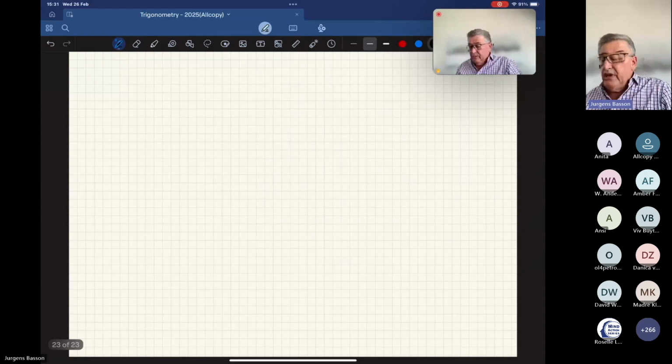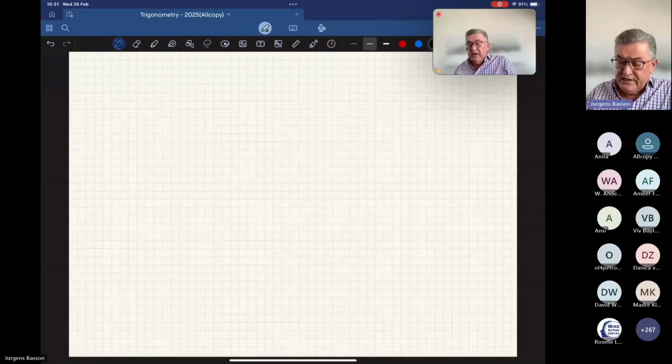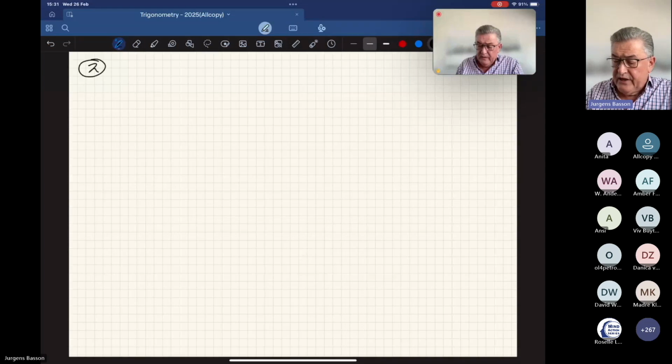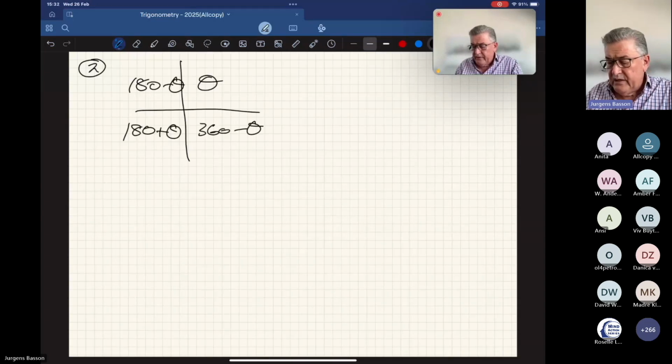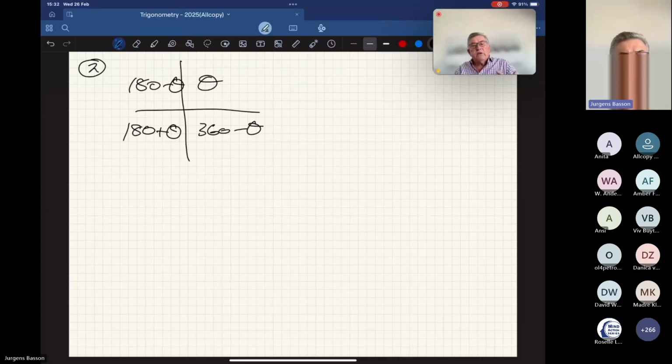So the next thing that I would like to discuss with you is reduction formulae. And that is 180 minus, 180 plus, and 360 minus. Now, what is the purpose of this? The reason for these is that we want to change angles. We want to reduce angles to acute angles. So angles in the second, third, and fourth quadrants, we want to reduce.